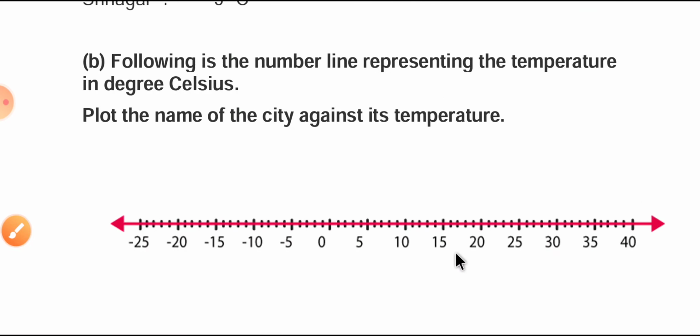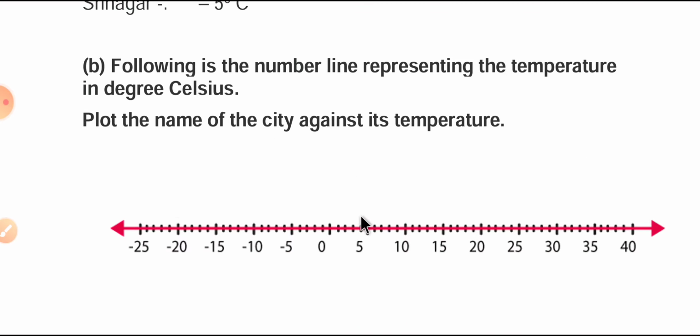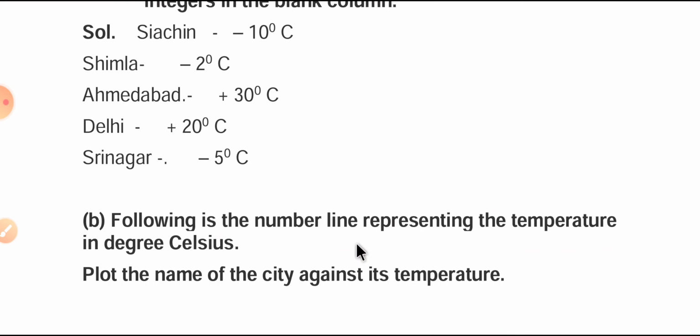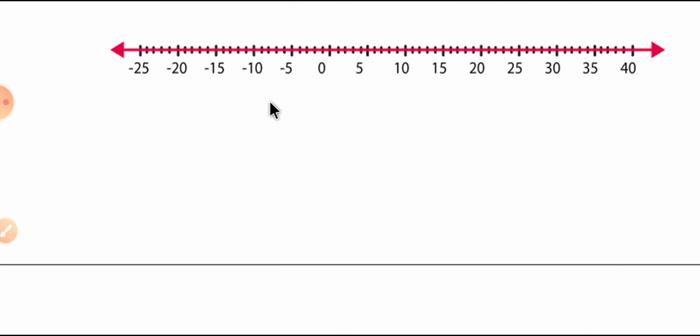Now part B. Following is a number line representing the temperature in degrees Celsius. Plot the name of the city against its temperature. Here you can see one number line is given with different integers 5, 10, 15, 20, and here minus 5, minus 10, minus 15, minus 20, like this. So we have to plot the name of the city against this temperature. So first you can see that Siachen temperature is minus 10 degrees. So where will it come?